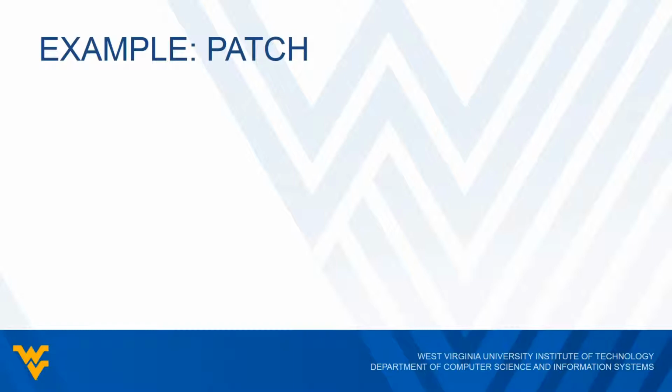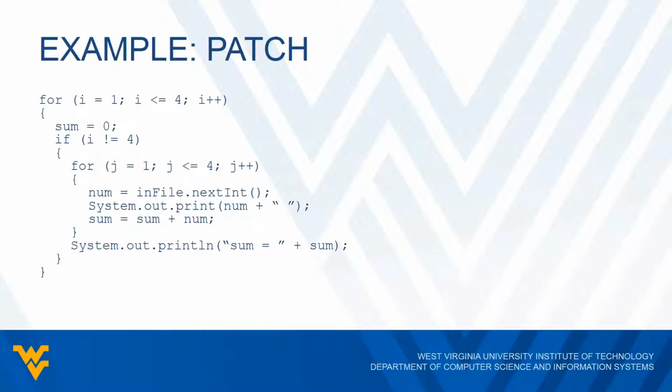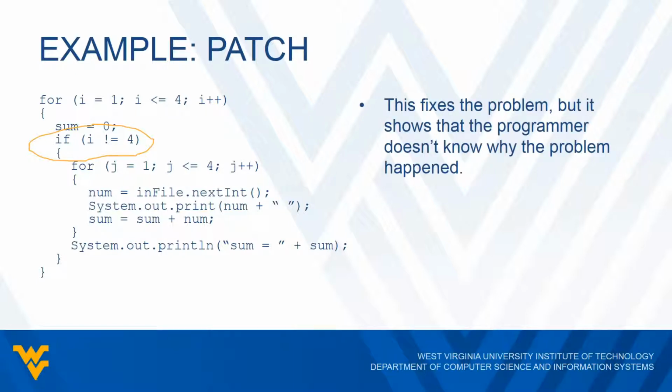So let's try fixing this by applying a patch. Here's one way we can modify our program. Inside the body of the first loop, I now have an if statement that says if i is not 4, then let's run the code as normal. But if it does become 4, we just want to skip it. Now this does fix the problem, but it's not really the best solution. It shows that the programmer doesn't know why the problem happened. It just knows that there's an issue with getting a 4 and we need to fix that. So using an if statement like this is not the best way to fix this.